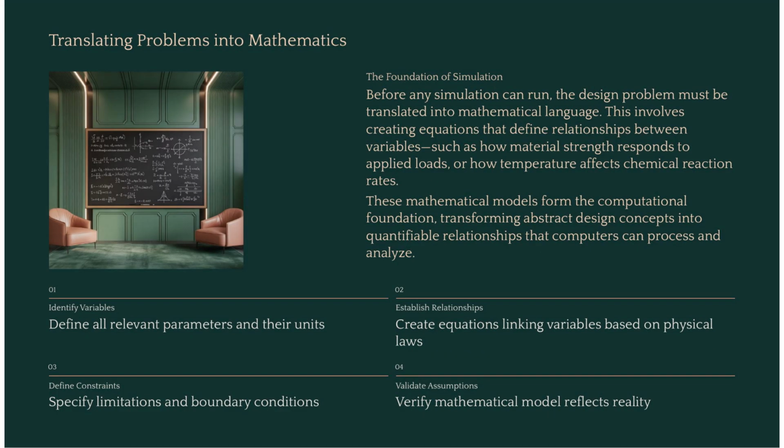The language of simulation is mathematics. Before a computer can test anything, the design must be translated into formulas and equations. This could be simple algebra describing how pressure relates to flow rate, or complex physics models defining heat transfer. The mathematical model is the brain of the simulation. It's the set of rules that tells the computer how all the variables, like force, mass, and time, interact with each other in the virtual environment.